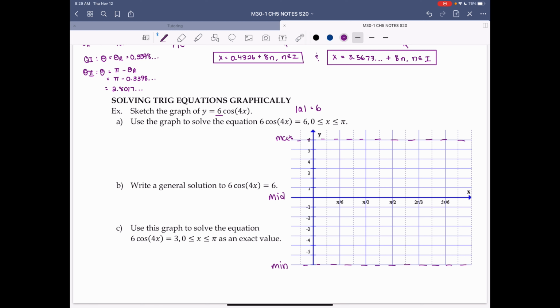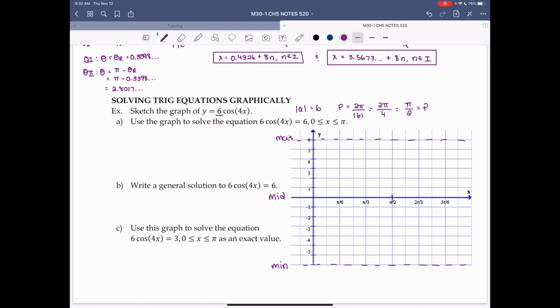Next, let's figure out the period. We're in radians, so period is 2 pi divided by absolute value of b. In this case, b is 4, so 2 pi divided by absolute value of 4, and we can simplify that to be pi over 2, which is our period. So we complete one full cycle in pi over 2 radians. Pi over 2 is here.